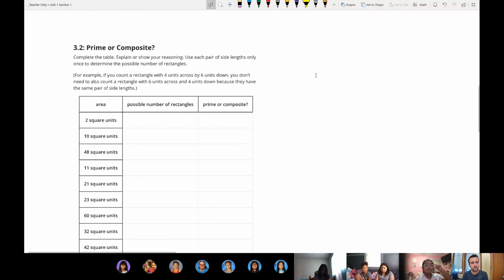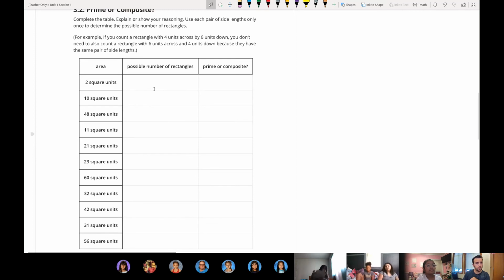The instructions say, complete the table, explain or show your reasoning. Use each pair of side lengths only once to determine the possible number of rectangles. So for example, as it says, if you make a rectangle with 4 units across and 6 down, you don't also need to do 6 units across and 4 down, because it's the same rectangle, it's just turned 90 degrees, right?